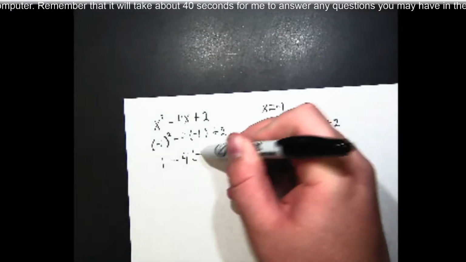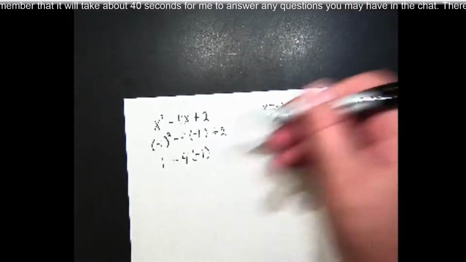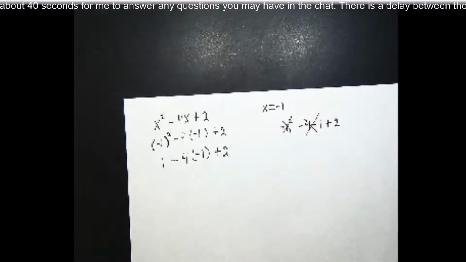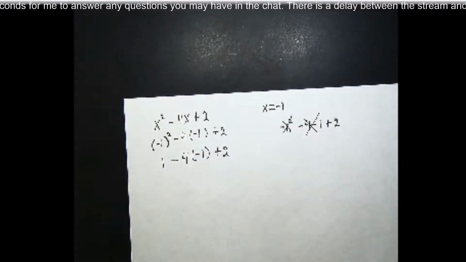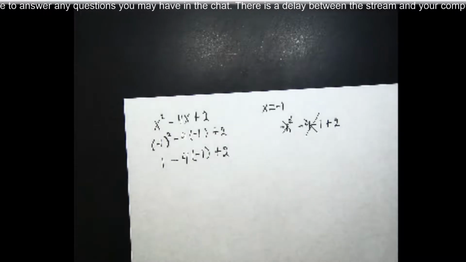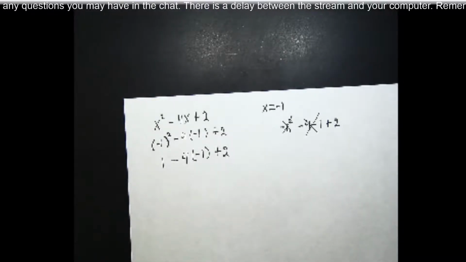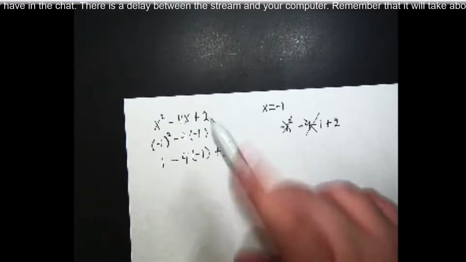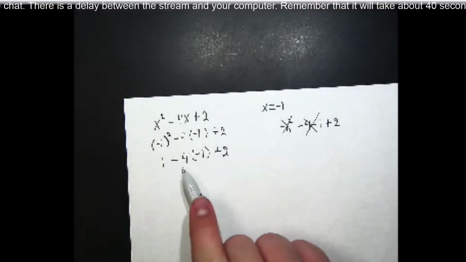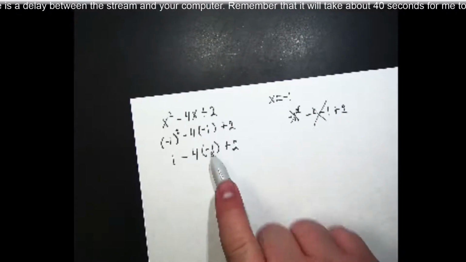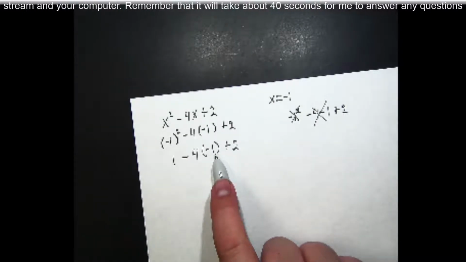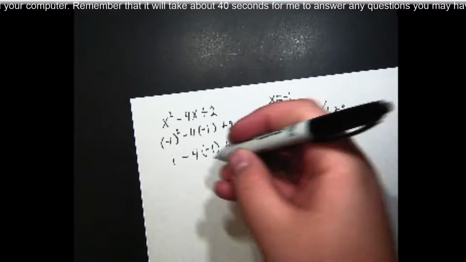And of course, we've done one step, so we're going to rewrite our expression with our new values. Okay, so we've done exponents. Now we can multiply and divide. Well, I only see multiply. So I've got negative 4 times negative 1 here. So negative 4 times negative 1, that's going to give me positive 4.